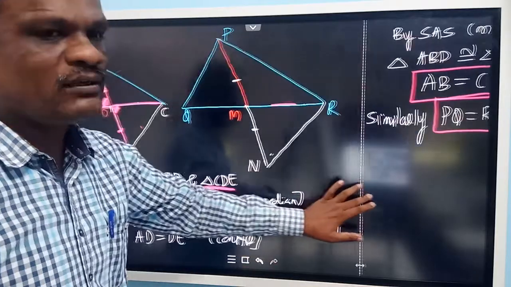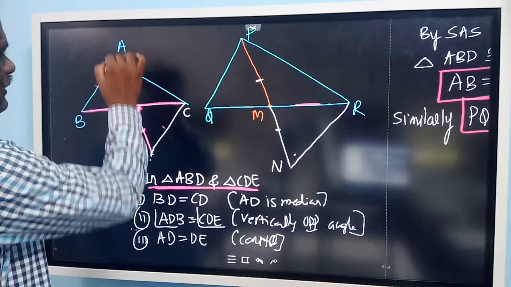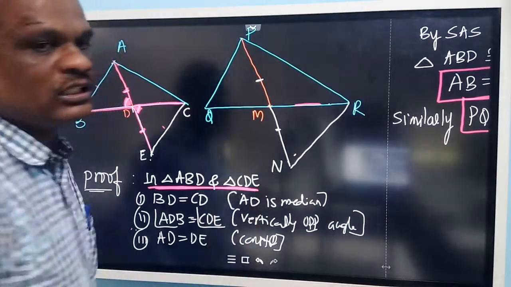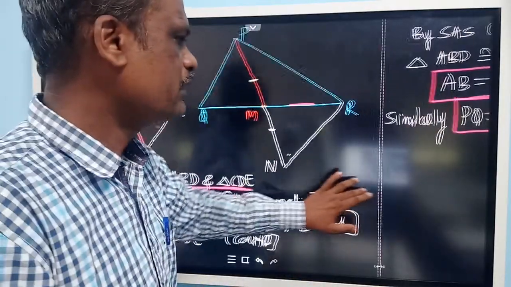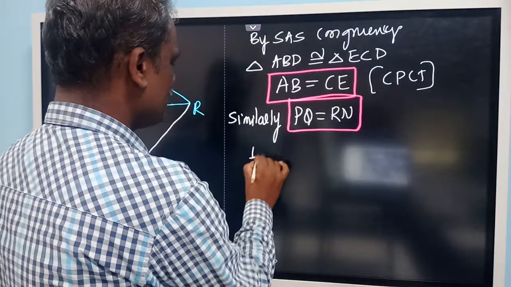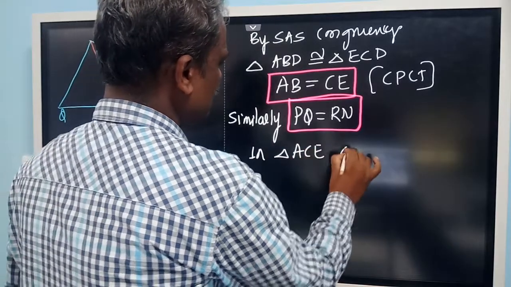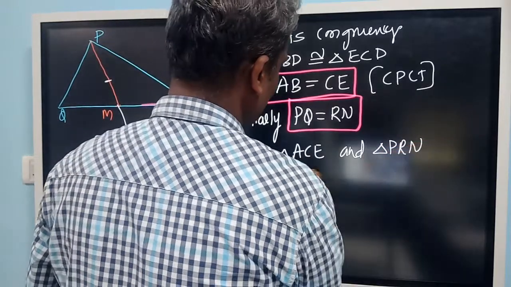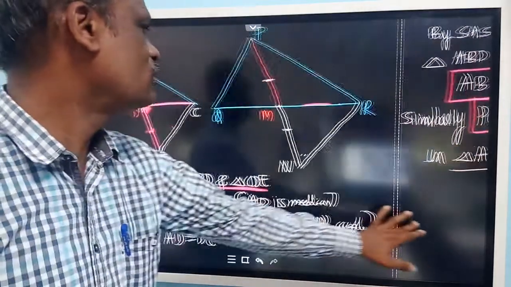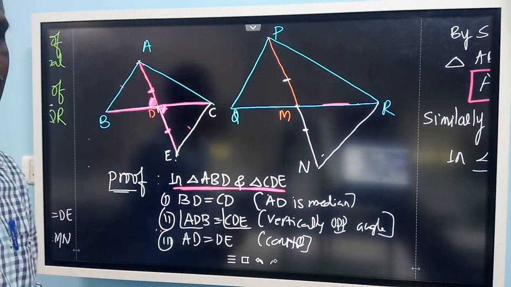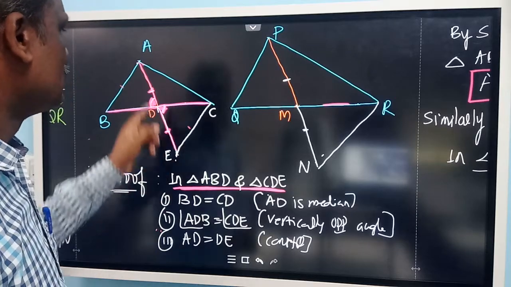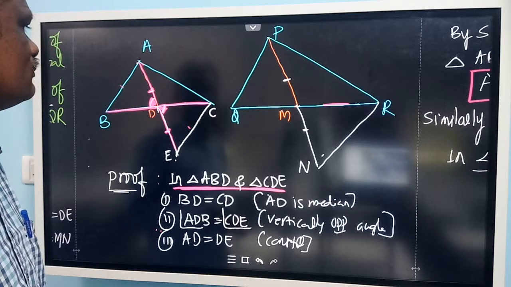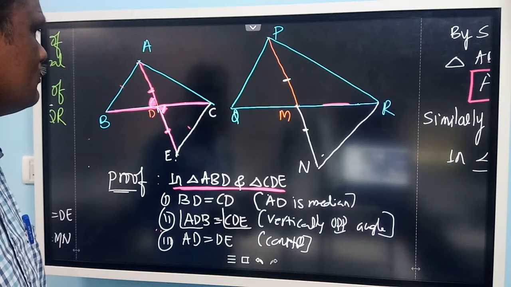Now again you come back to this triangle, AEC, or ACE. You can take ACE and PRN. You have to show that the triangles are similar. How can you show that these triangles are similar? In triangle ACE and in triangle PRN, you have to show these two triangles similar. Come on, how can you show these two triangles are similar? Sir, AC is equal to PR given, then AD is equal to PM is given, so we can multiply both.